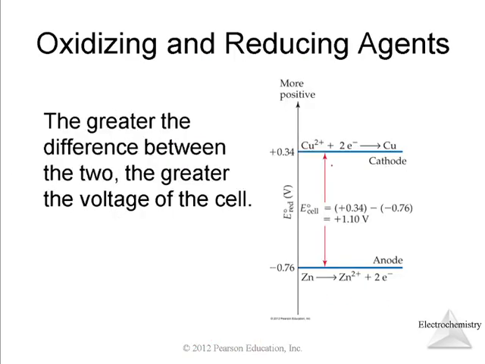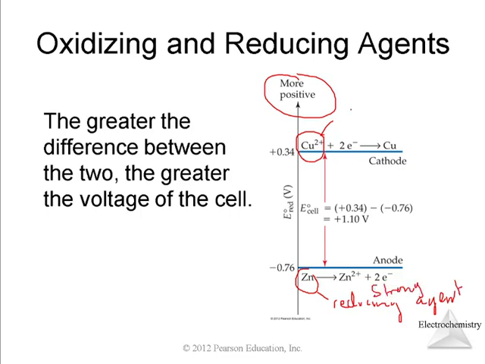So it's the same thing that we're talking about. For example, this is more positive, so this is a strong oxidizing agent. Then this is a strong reducing agent. So this is strong. This is a strong oxidizing agent. So it goes in that particular way.